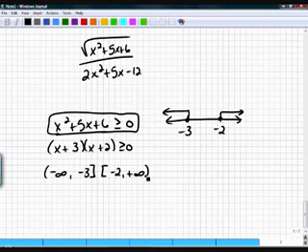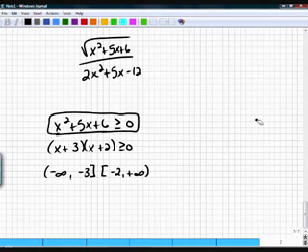But we've got one other problem. What is it? The bottom cannot be 0, so we're going to have to take out probably 2 more of these values down here. So we're going to say, okay, 2x squared plus 5x minus 12 equals 0. I want to find out what makes that 0 because x cannot be those things.